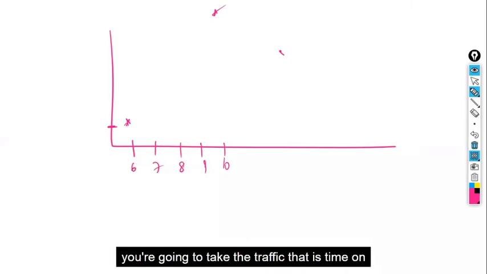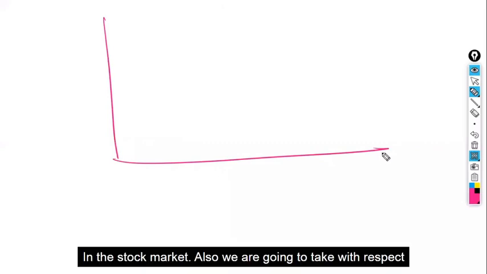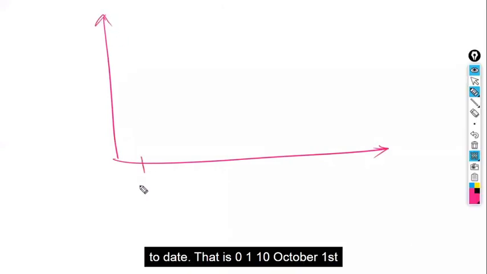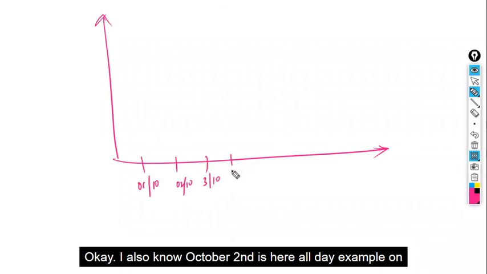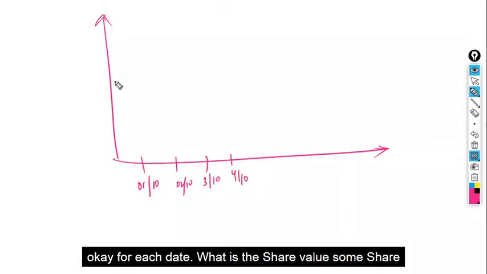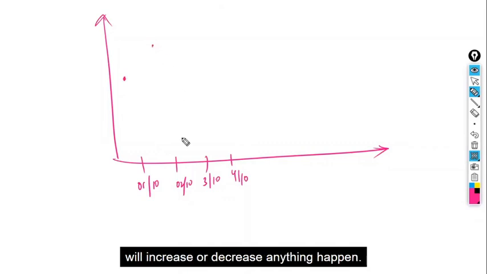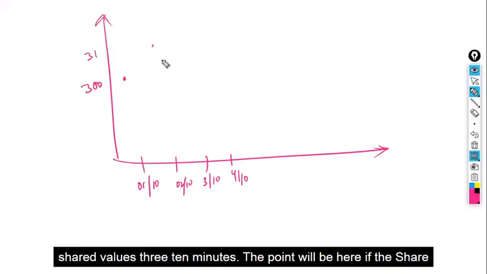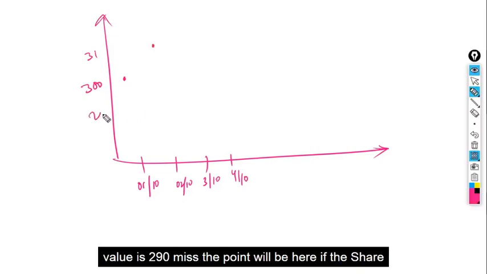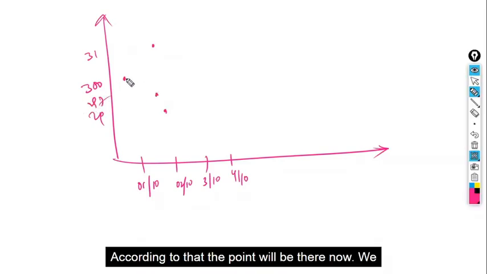So you take time on the x-axis and the value on the y-axis. In the stock market also, we take it with respect to date: October 1st, October 2nd, October 3rd. Don't say October 2nd is a holiday, sir. It is an example only. I also know October 2nd is a holiday. For each date, what is the share value? After the second day, the share value will increase or decrease. For example, if the share value is 300 rupees and on the second day it is 310, the point will be here. If it is 290, the point will be here. If it is 297, the point will be there.